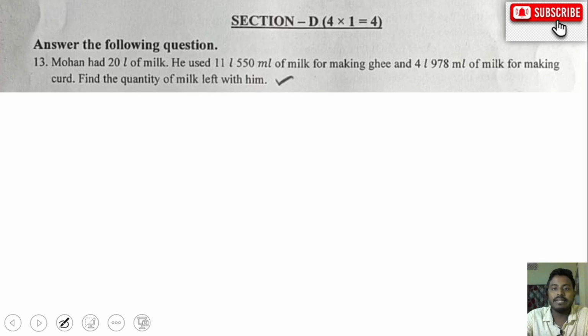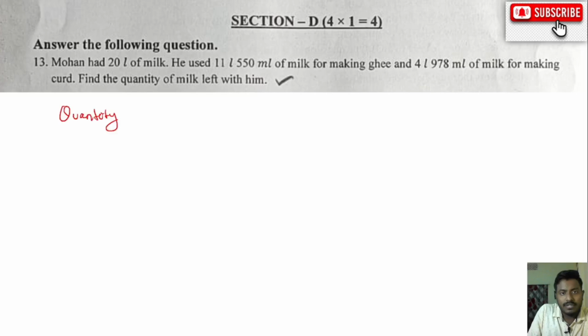Section D and the last. Answer the following questions. Mohan had 20 liter of milk. So write down quantity of milk, total quantity of milk equal to 20 liter.